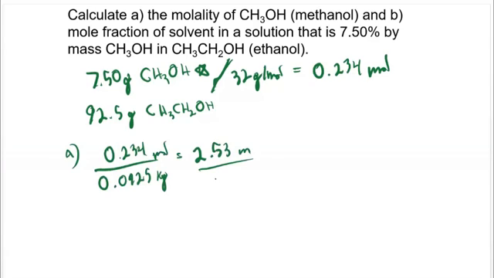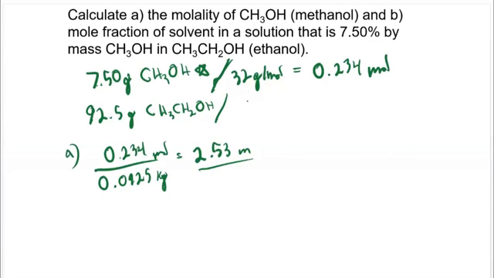Next, for part B, the mole fraction. So we need to figure out the total number of moles and determine the mole fraction of methanol. We already have the mass fraction, but the mass fraction does not ever really equal the mole fraction. They might be close, but they're never really going to be equal. So we have the moles of methanol. We then need to figure out the moles of ethanol. So we have the mass of ethanol.